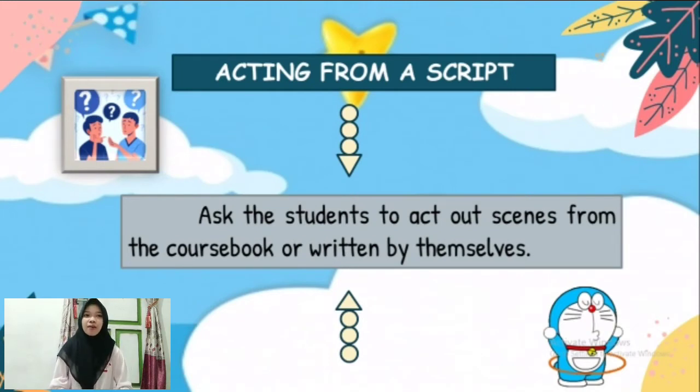Assalamualaikum warahmatullahi wabarakatuh. My name is Aulia Janati Salika and I will explain about acting from a script. Acting from a script is one of the classroom activities. In this activity, the teacher asks the students to act out scenes from the course book or written by themselves. It will be like a role play or reading a dialogue and conversation. This activity will help students to have fun and also increase reading fluency and expressions.